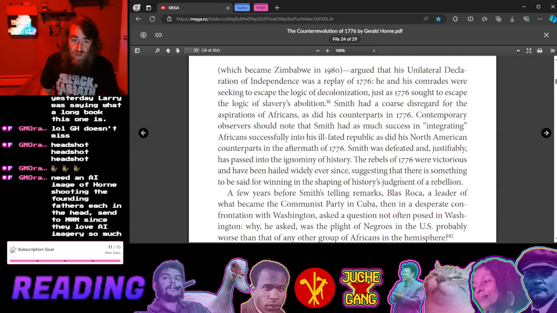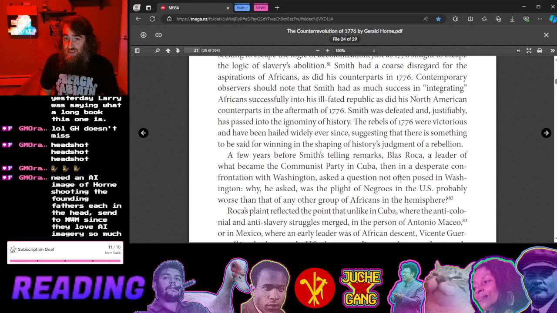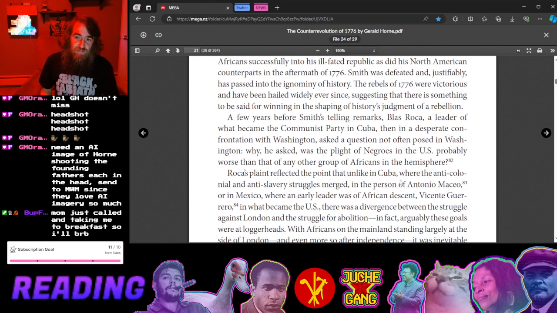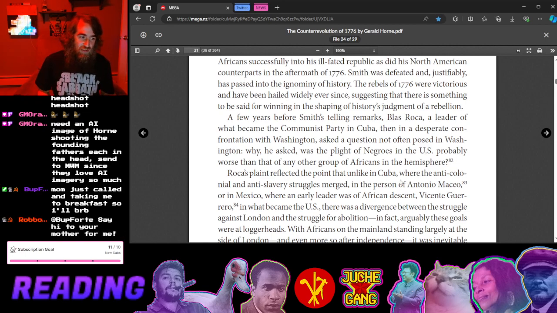Smith had a coarse disregard for the aspiration of Africans, as did his counterparts in 1776. Contemporary observers should note that Smith had as much success in integrating Africans successfully into his ill-fated republic as did his North American counterparts in the aftermath of 1776. Smith was defeated and justifiably has passed into the ignominy of history. The rebels of 1776 were victorious and have been hailed widely ever since, suggesting that there is something to be said for winning and shaping of history's judgment of a rebel.